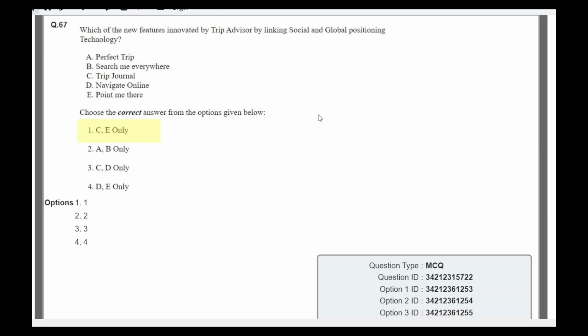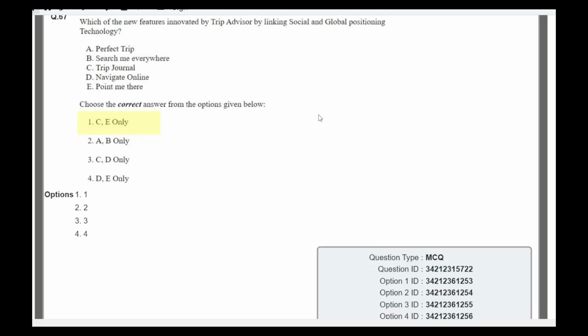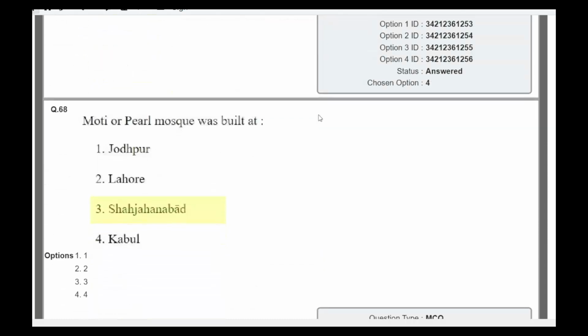Question number 17: which new feature was innovated by TripAdvisor by linking social and global positioning technology? Trip Journal and Navigate Online. I have googled this question. I have no idea about this thing, but it's a question from unit number five, travel agency and tour operator. So please search about this and all major travel agencies of the world: what they have launched, their mergers, acquisitions, their founders, year of founding, and their CEOs. These are important things.